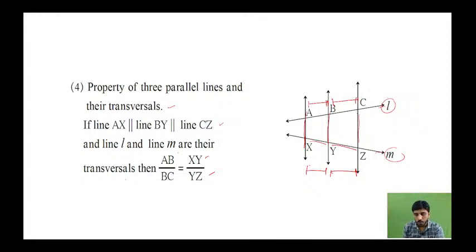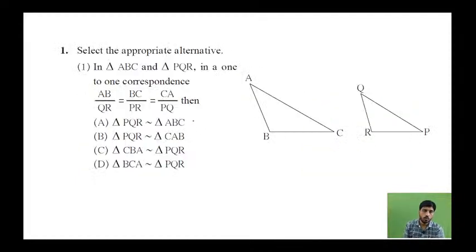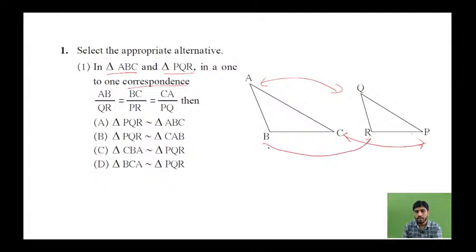Now we are going to check the application of all these theorems. So first question is, select the appropriate alternative. In triangle ABC, that is this first triangle, and triangle PQR, that is this second triangle, in one-to-one correspondence. So if there is a one-to-one correspondence, correspondence will be between angles: this P and C will be congruent, A and Q will be congruent, and angle B and R will be congruent.